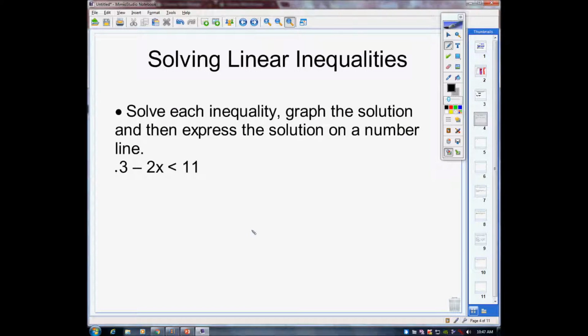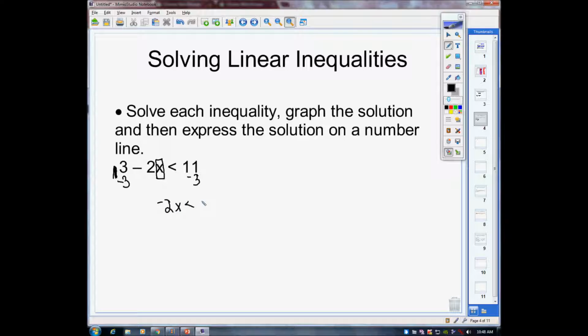Okay, so now let's talk about solving inequalities. Okay, this is not a decimal point. Please ignore that. Let's just pretend like that's not there. We're going to solve each inequality, graph the solution, and express the solution on a number line. So we're going to treat this just like it's an equation. We're going to get this x by itself on the left side of the inequality. So I'm going to subtract 3. Negative 2x is less than 8.